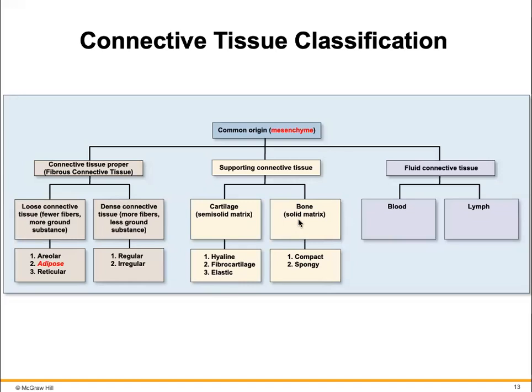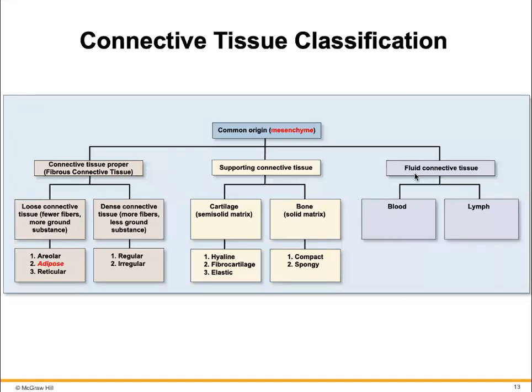For the bone, it does have a solid matrix to it, and we have 2 variations of bone. There's compact bone, which is literally more compact. The cells are tighter together, where spongy bone, it's more spaced out, and there's more sinuses that allow for distribution of not air, but more bone marrow in those areas.